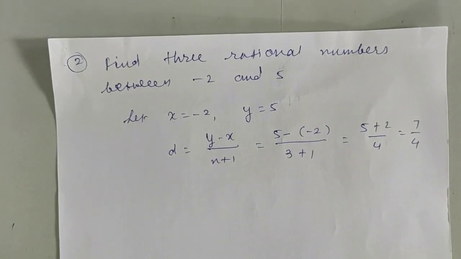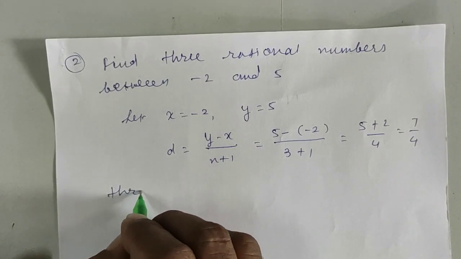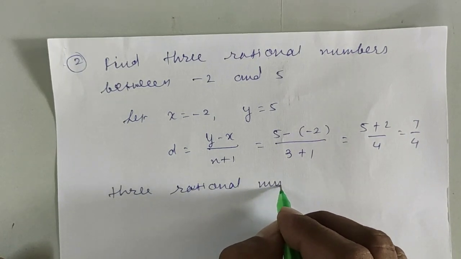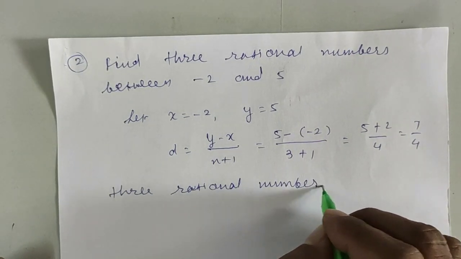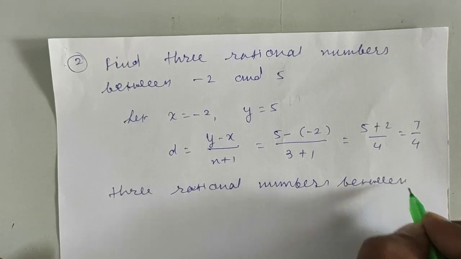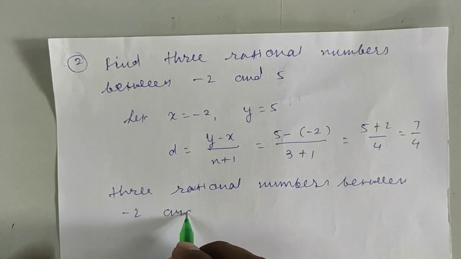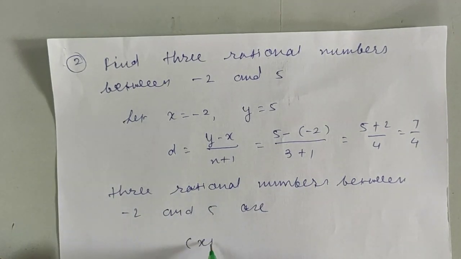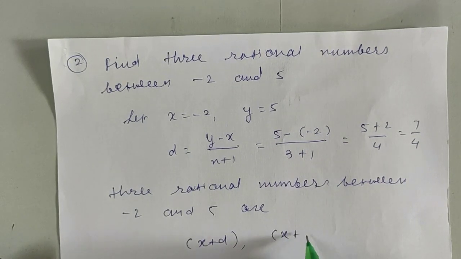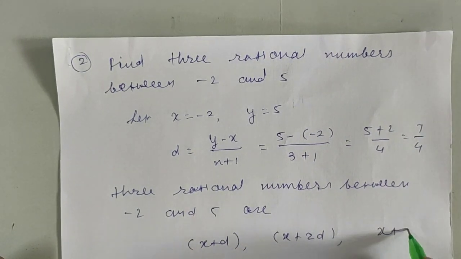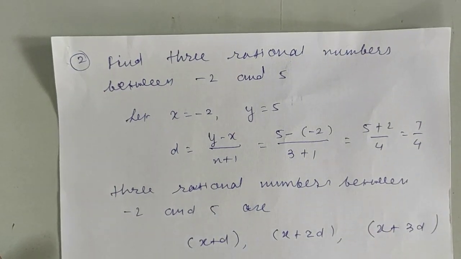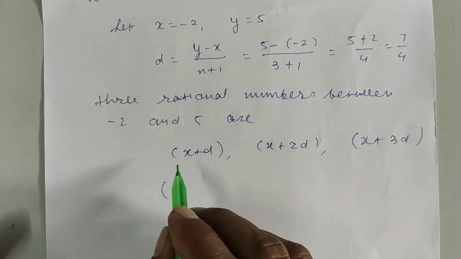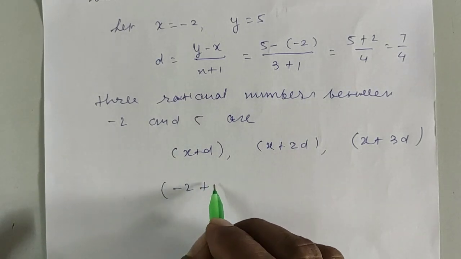Now, three rational numbers between minus 2 and 5 are x plus d, second x plus 2d, and third is x plus 3d. Now replacing the values of x and d. So first rational is x, we have minus 2 plus d, which is how much? 7 upon 4.